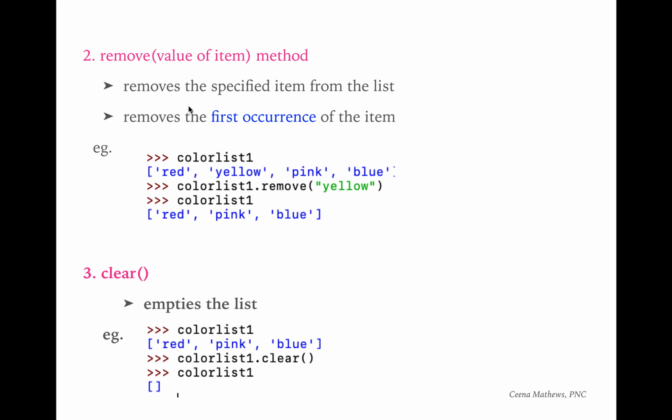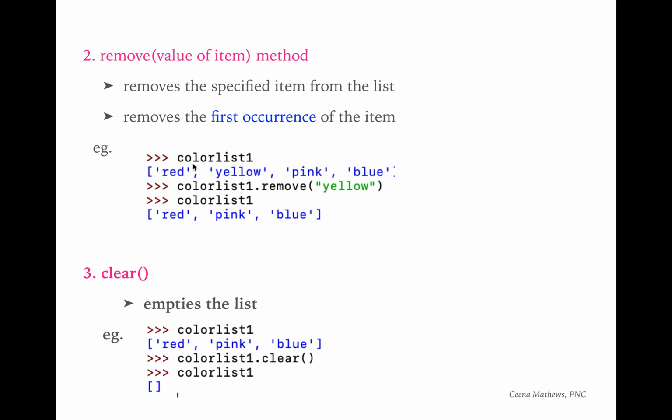Next method of removing items from the list is using the remove method, where you have to give within brackets the value of the item to be removed. That is, it removes the specified item from the list. It removes the first occurrence of the item. If there are more items representing this value, then it removes only the first one.